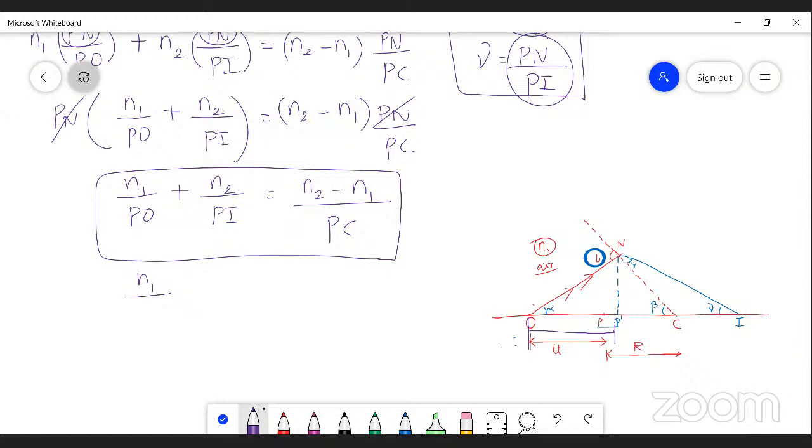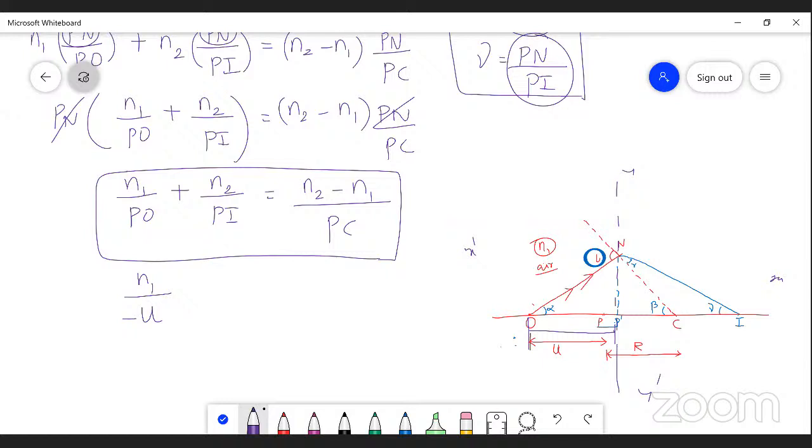Just I want to take this, a pole is the center point of the axis. This is the x coordinate, this is the x dash coordinate, this is the y coordinate, this is the y dash coordinate. You know well the position of the object is always on the left side of the mirror, or left side of the lens, or left side of the spherical surfaces. So the u value is always negative. PO is nothing but the object distance u. But the u value is negative according to sign convention.